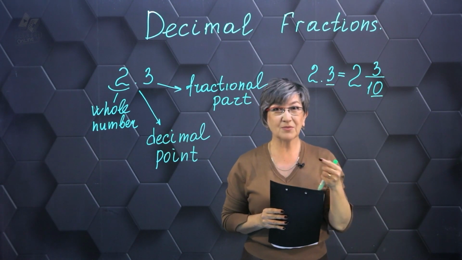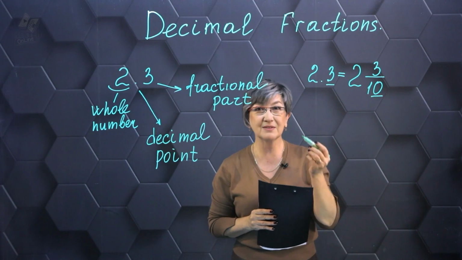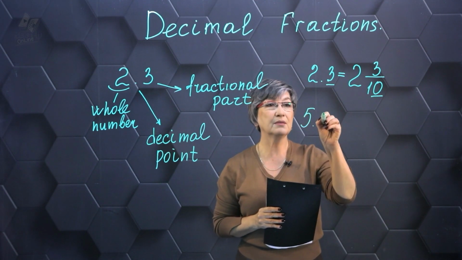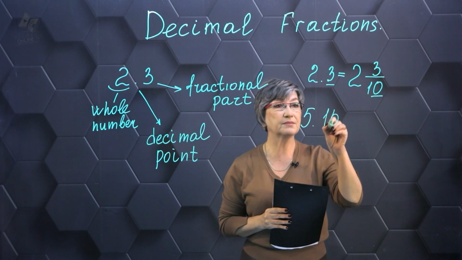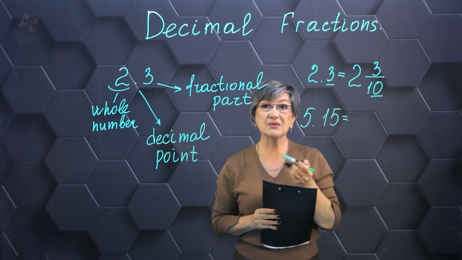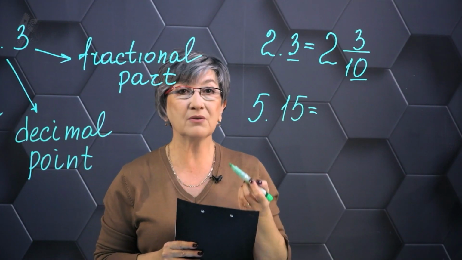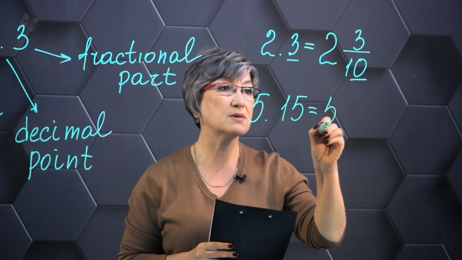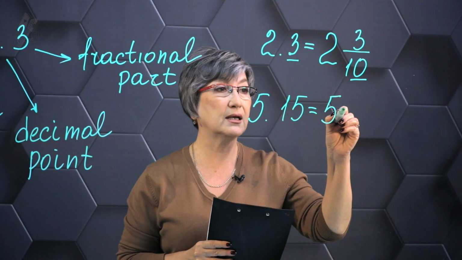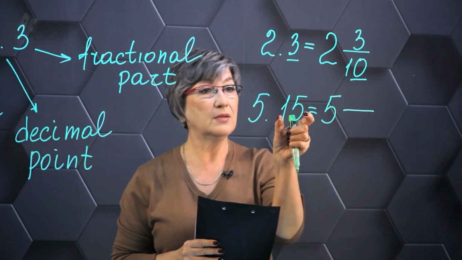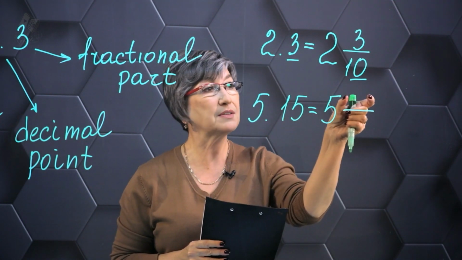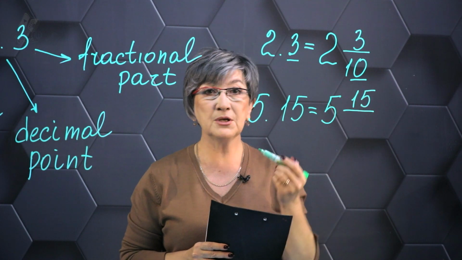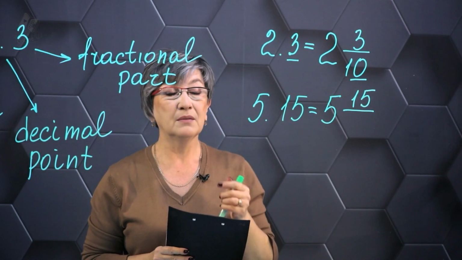Let's write down some more decimal fractional numbers with you. So 5 whole numbers and 15 hundredths. How do you write this number as an ordinary fractional number? 5 integers. So I write 5 integers. Then I put a fraction line. I write the number 15 in the numerator. Next, I need to write down the denominator.